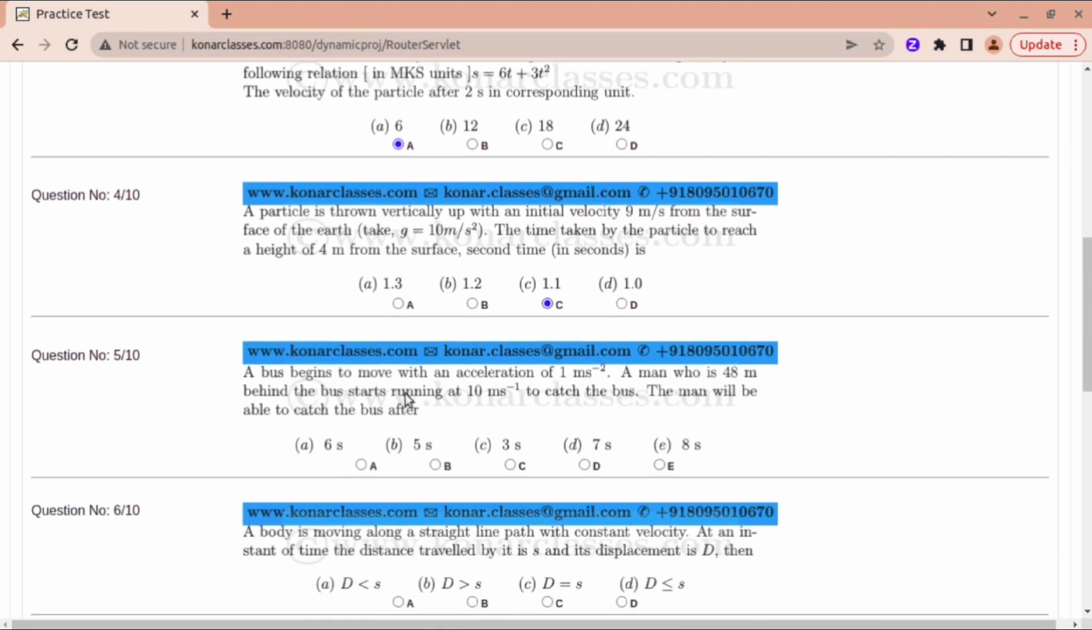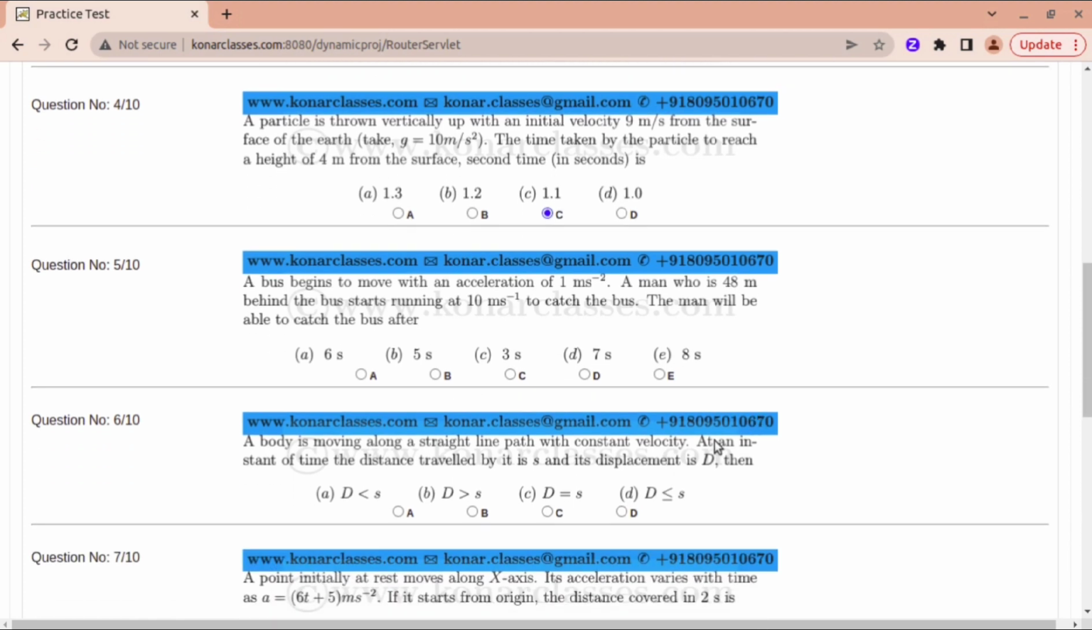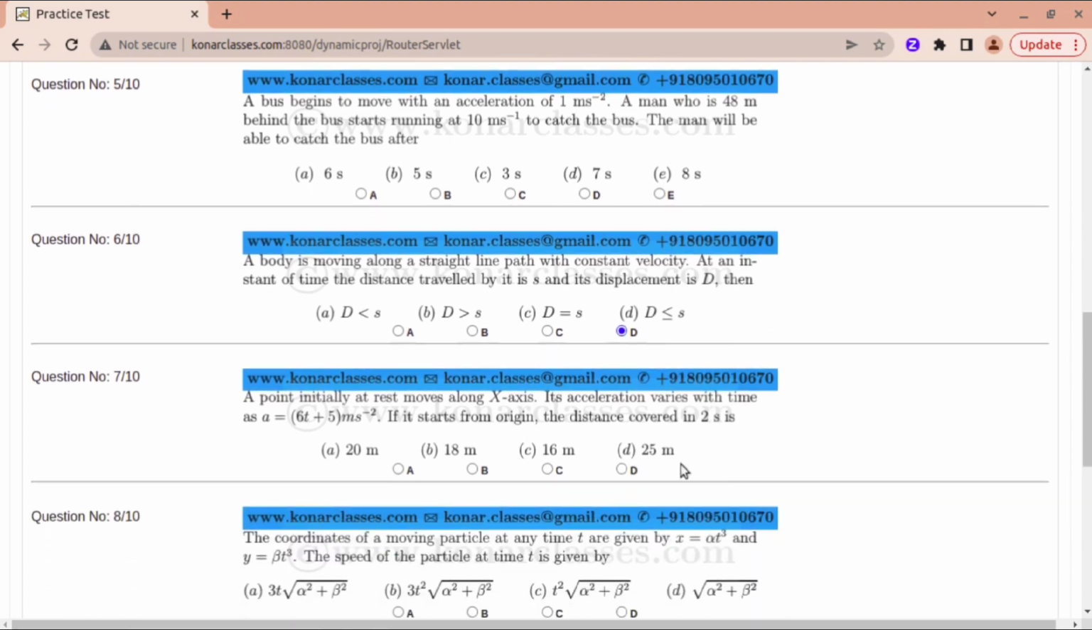For question number 5, suppose I do not know the answer and I am not able to find it out, so I will leave it. If we do not know, we should not attempt it. That is the objective that should be followed in a practice test. Then for question number 6, suppose I select option D. For question number 7, I select option A.